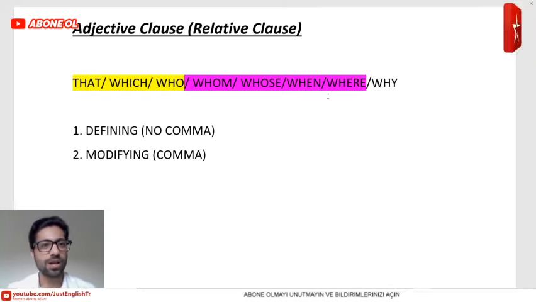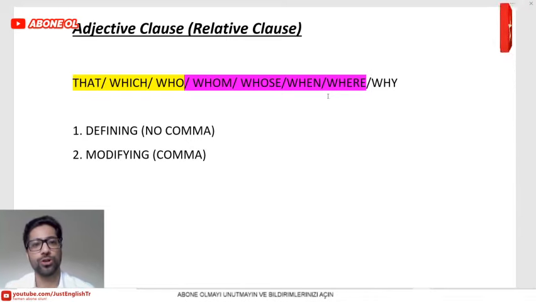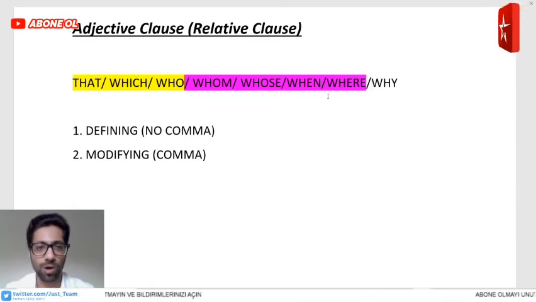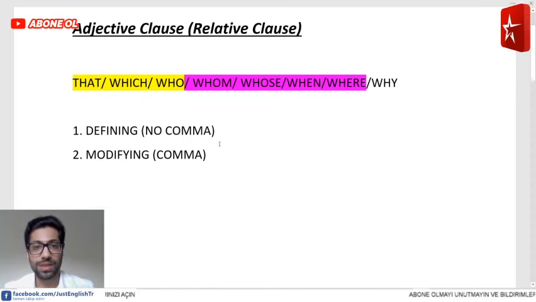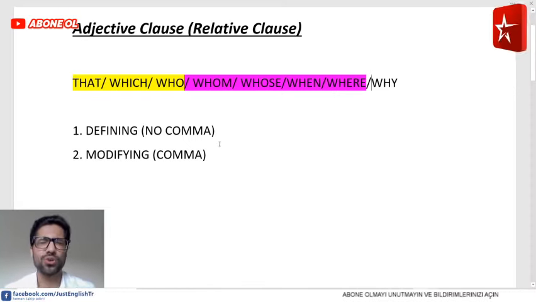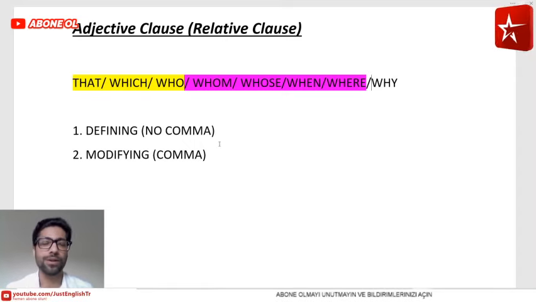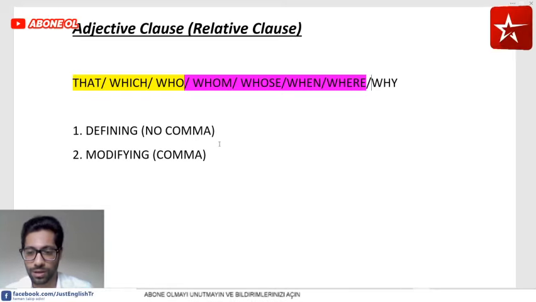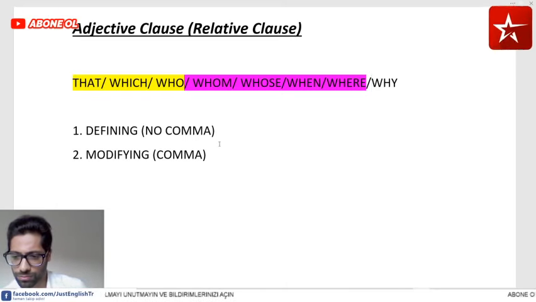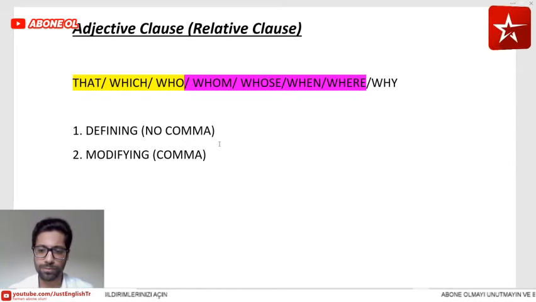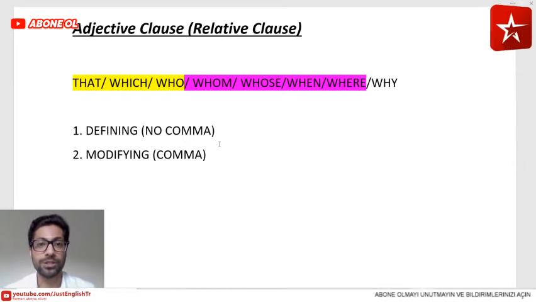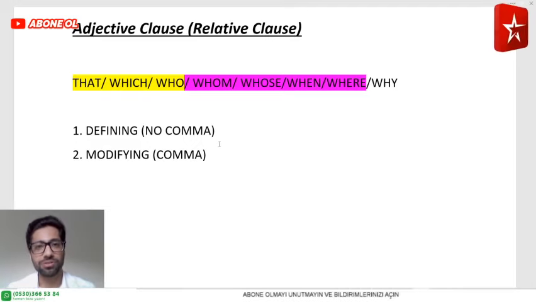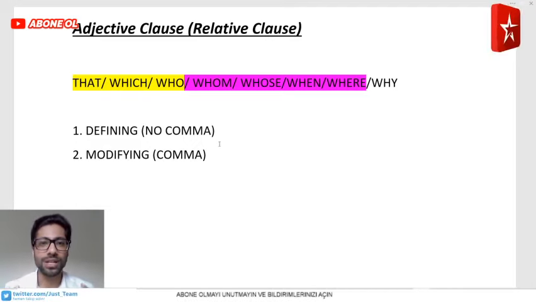Adjective clause, relative clause: that, which, who, whom, whose, when, where, and why. Now, this lesson is basically going to focus much more on writing than on the speaking part, because in the speaking... very good. So in this part, the writing is very important for us.